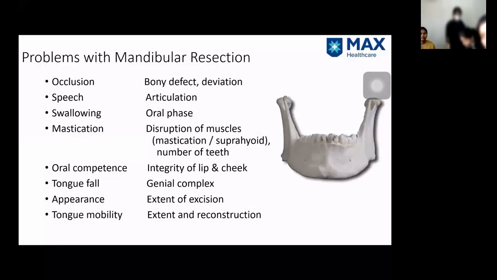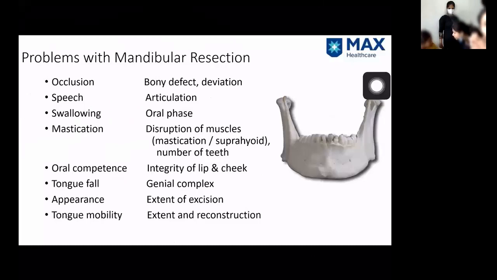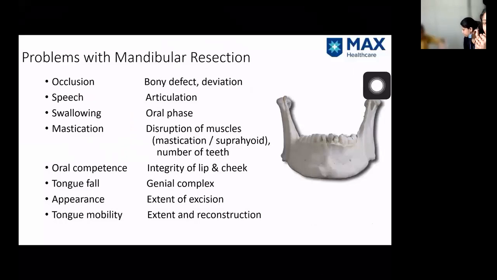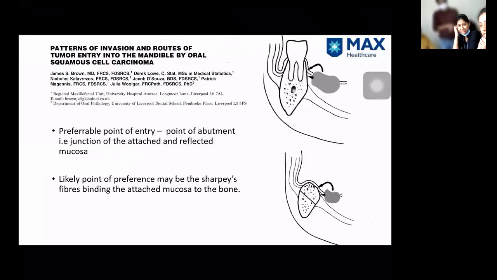There will be disruption of various masticatory muscles, so that will also cause swallowing problems because the jaw support will go, teeth will also go, and the patient will not be able to chew. Oral competence is affected as the adjoining part of the lip or labial mucosa goes. There can be tongue fall when the genial tubercle or genial complex is breached. Appearance is affected in such cases as the bony support of the face goes away. And tongue mobility may also be impacted as the flap or whatever reconstruction we're doing may hinge on the tongue.